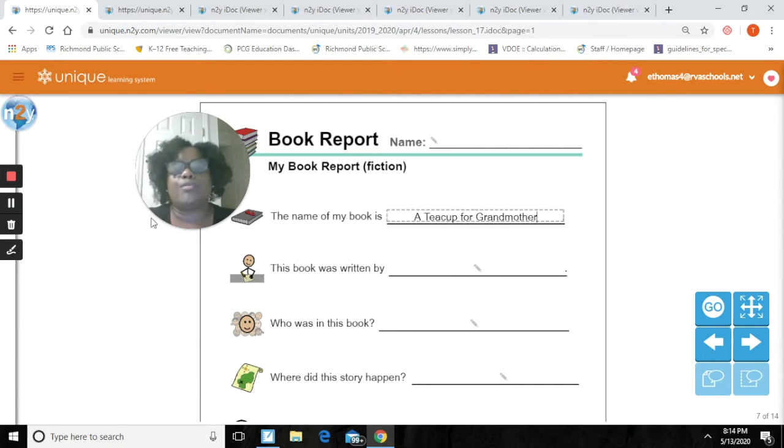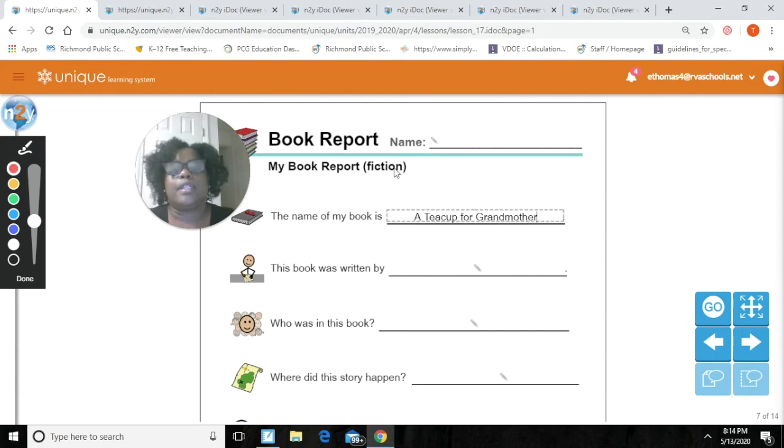And if you notice right here, this is a fiction book, okay? Now, what exactly kind of book is a fiction book? Think about it for a second. Did you say a fiction book is a make-believe book or a made-up book? If you did, you were correct, okay? Yes, this book is a fiction book and it is a made-up story.